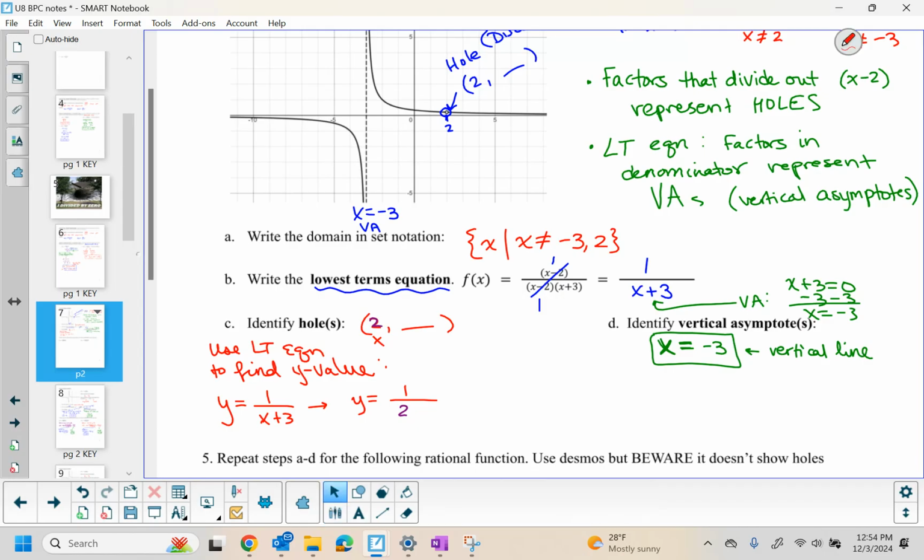Okay, so Desmos doesn't show me that, but I have to know from here that that is what happens. So please pause the video and try number 5, and then we will go over number 5.